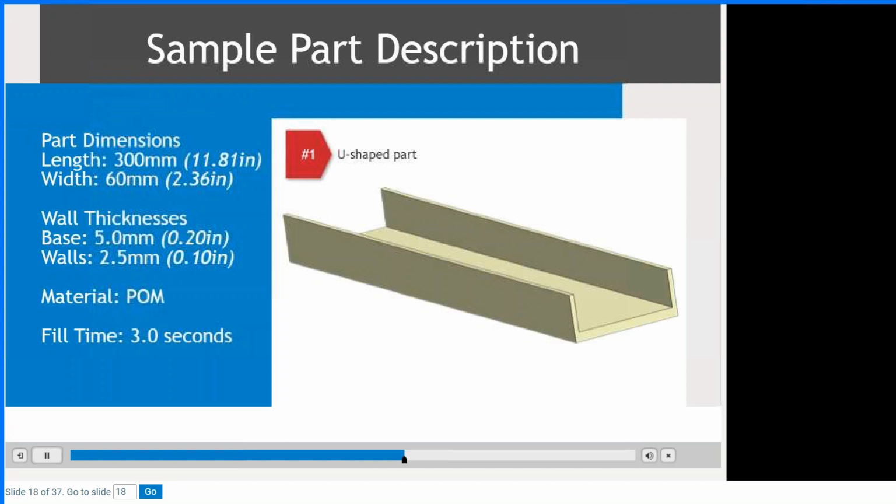In this lesson, we will evaluate 4 different design shapes and analyze part shrinkage behavior that leads to warpage. The first analysis is a simple U-shaped part with a fan gate. The part is 300 millimeters long by 60 millimeters wide and has 5 millimeter wall thickness at the base and 2.5 millimeter thick upright walls. The part is molded in a POM material with a mid-range melt and mold temperature. The fill time is set for 3 seconds.